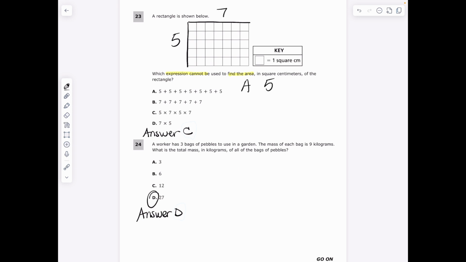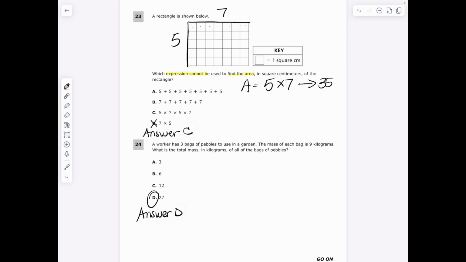So area is equal to 5 times 7, which gives me 35 square units. That's one way I can find the area. So that's D. That is a way to find it. I could also just count all the little squares to get to 35, but that's not an option here. So what other ways can I see area?